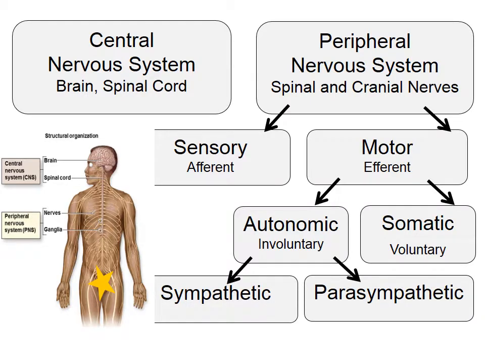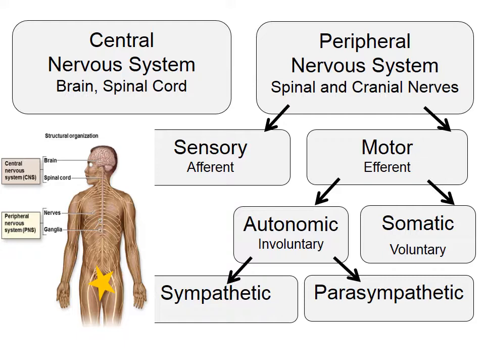The nervous system is divided into two. One, the central nervous system containing the brain and spinal cord and serves as the control center. Two, the peripheral nervous system contains spinal and cranial nerves. These serve as the afferent and efferent pathways. Let's look further at the peripheral nervous system.